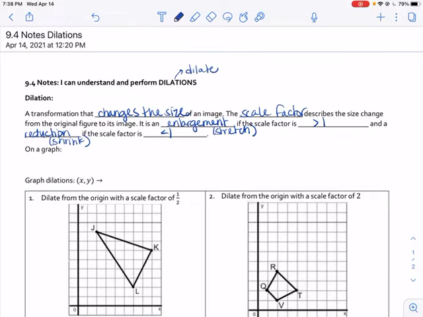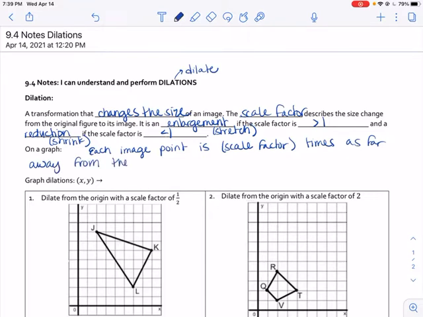On a graph, here's how we can see the scale factor in a dilation. So each image point is the scale factor times as far away from the center of dilation as its pre-image.